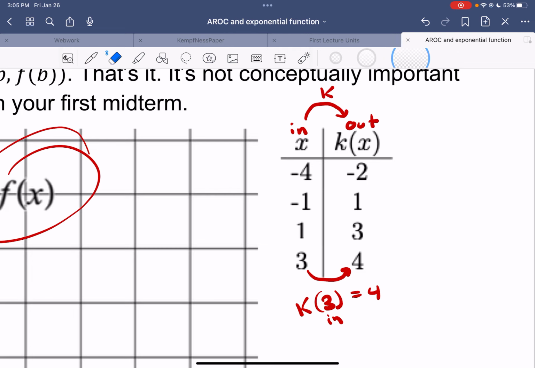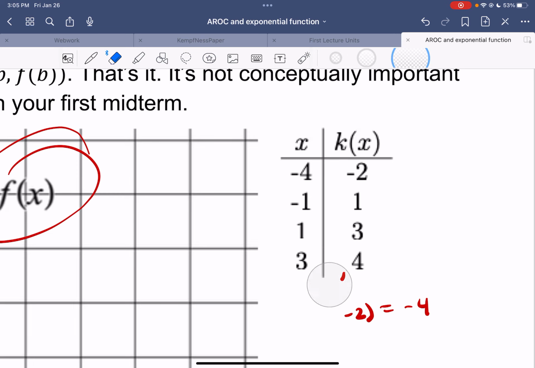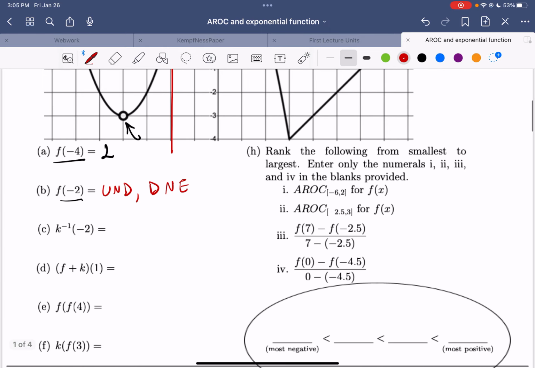Now, when something says k inverse, then for a tabular form, it goes this way, okay? So k inverse of negative 2, we imagine starting with negative 2 and going this way, and we find out that it's negative 4, okay? And I guess I have nothing deep to say about that right now, because we'll dive into inverse functions later, but this was negative 4.